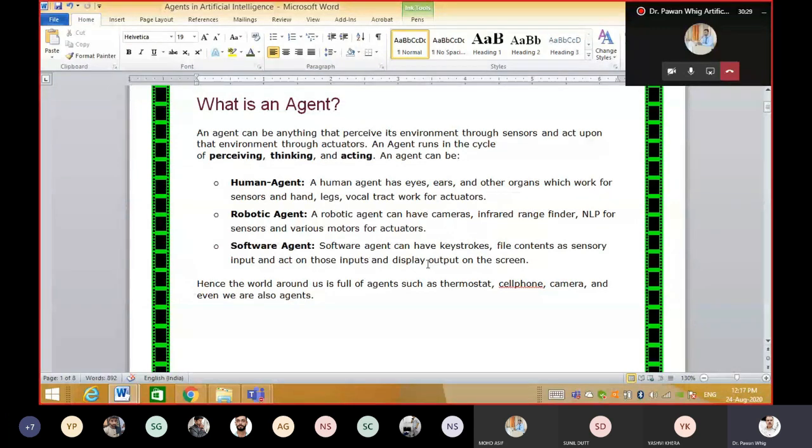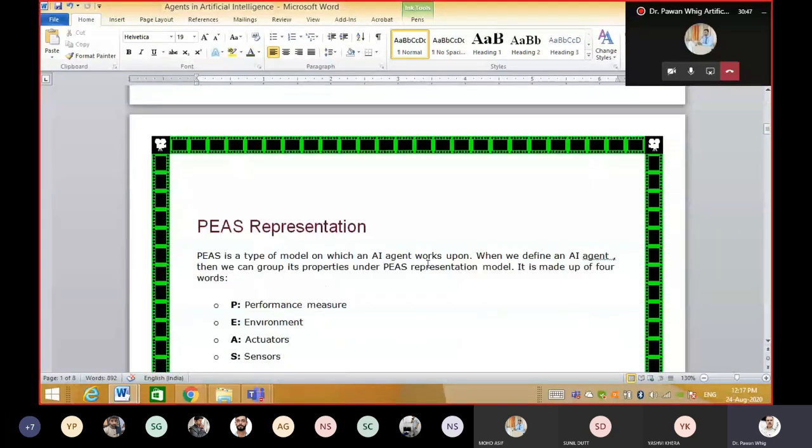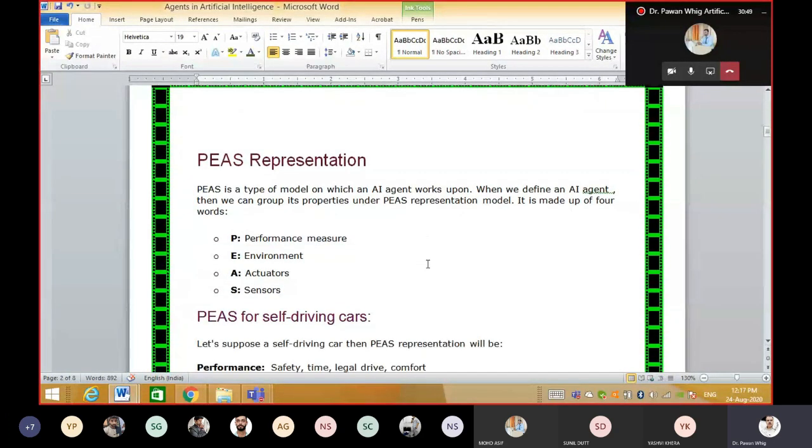I think everybody can understand now what an agent is. Agent is basically, again I am repeating, consisting of two things. One is sensors, another one is actuator. Sensors take an input and actuators take an action according to that input. So let us move forward. I'll take one by one, we'll discuss these things.